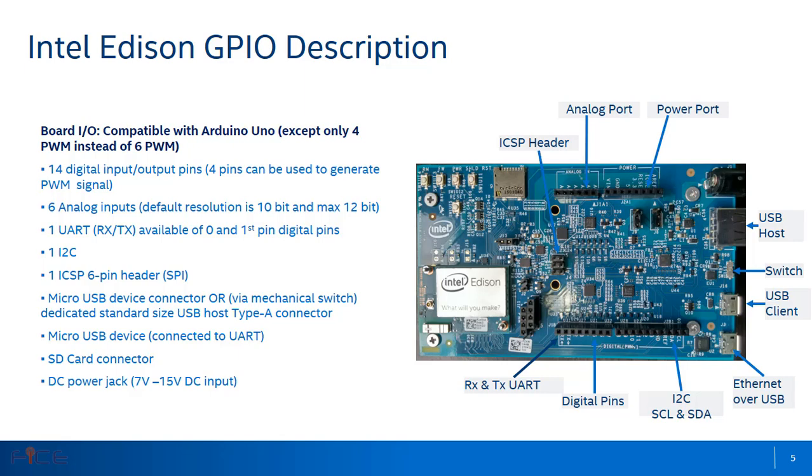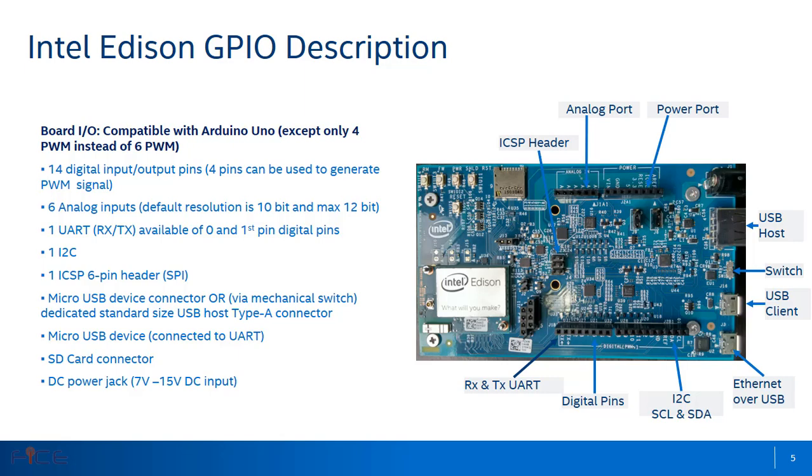So let's talk about the GPIOs of Intel Edison. The Intel Edison Arduino breakout board has a total of 20 general purpose input output pins, out of which 14 are digital pins and 6 are analog pins that are used to connect analog sensors. Out of these 14 digital pins, 6 could be used for PWM signal generation. The default resolution of a PWM pin is 8-bit and of an analog pin is 10-bit.